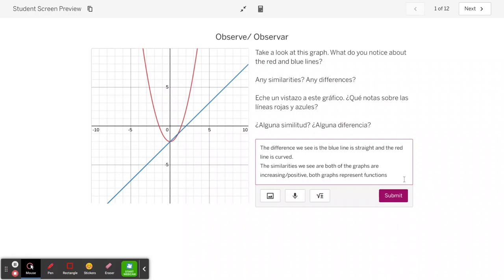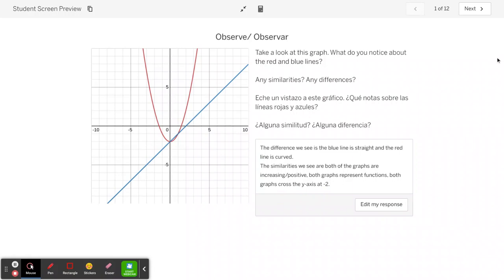And then lastly, what a lot of people noticed was these two graphs intersect one another in a couple places, but the one place they intersect that is significant to us is right here on the y-axis. So we said both graphs cross the y-axis at -2.